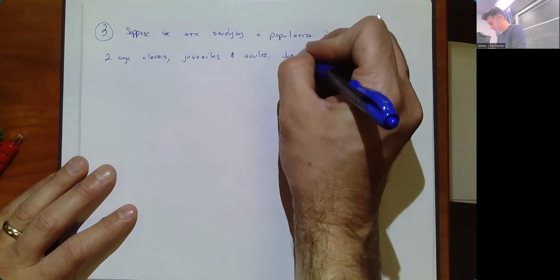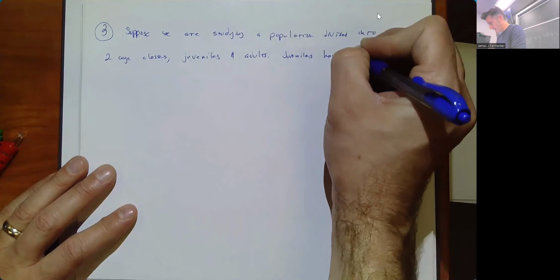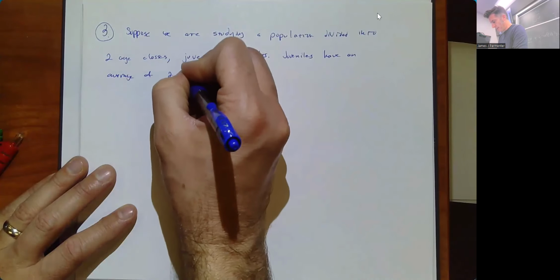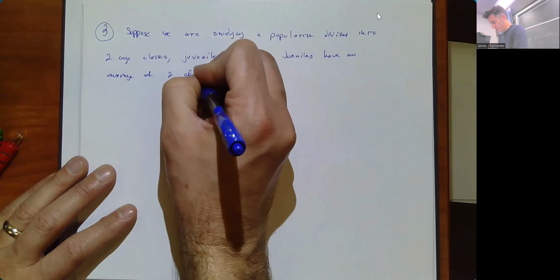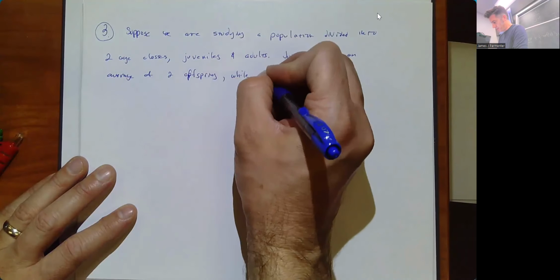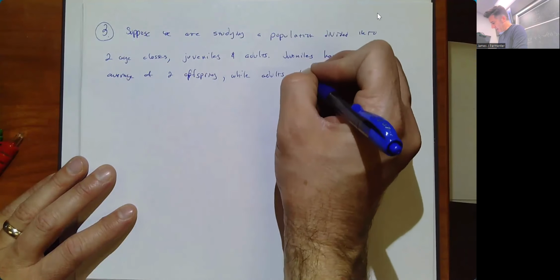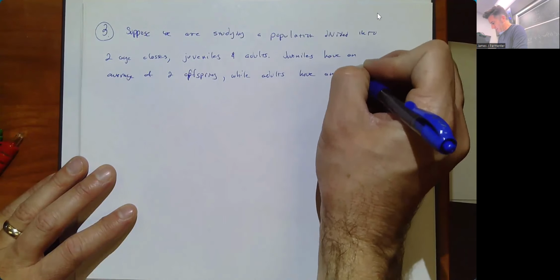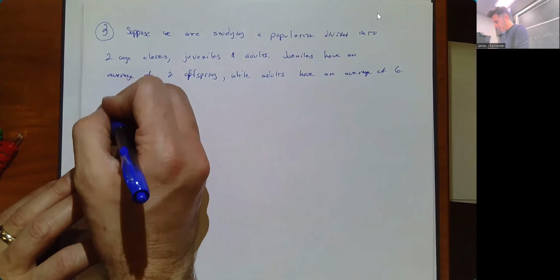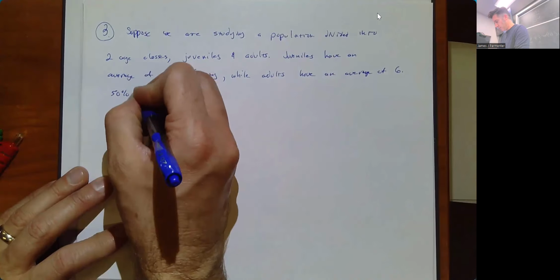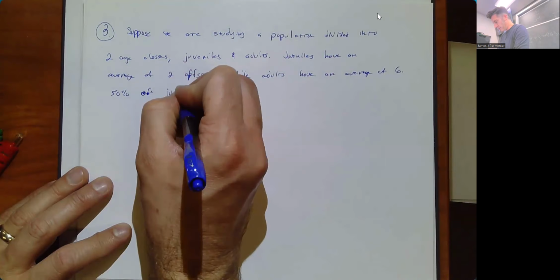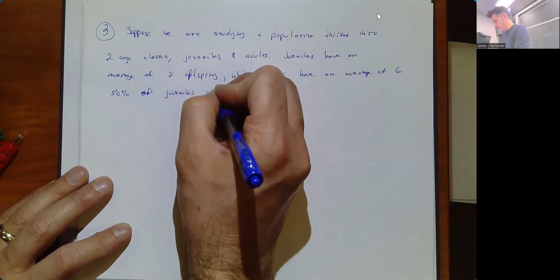Juveniles have an average of 2 offspring, while adults have an average of 6. 50% of juveniles move on to become adults.